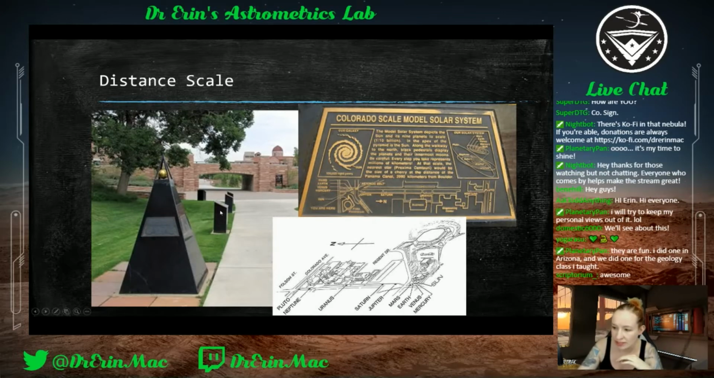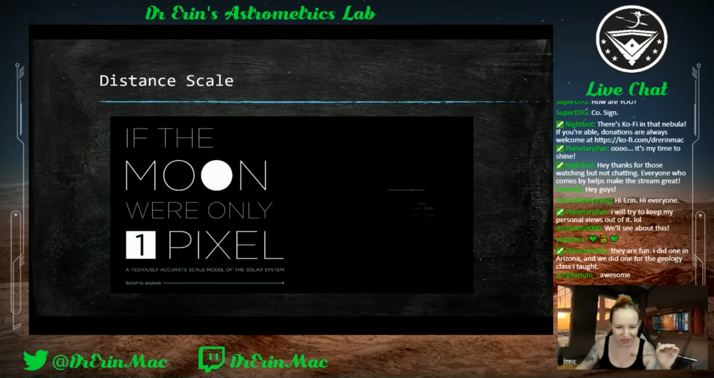So you can see here, we've got some fairly close ones, but then you end up having to walk all the way across campus to get out to the outer planets, even though the first ones you start here. But because we can't do this, because we're not at a campus or we don't have these with us, we have a virtual version of this.